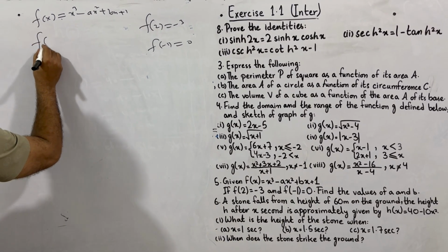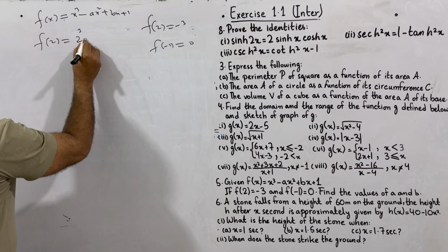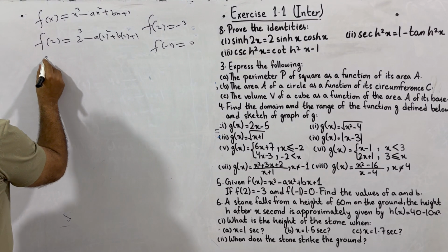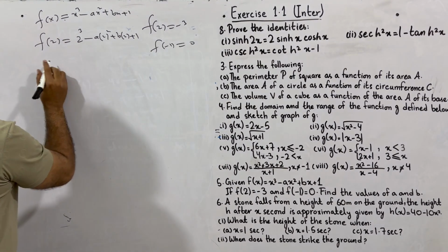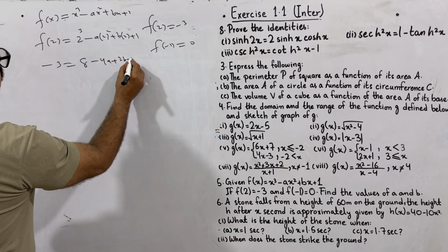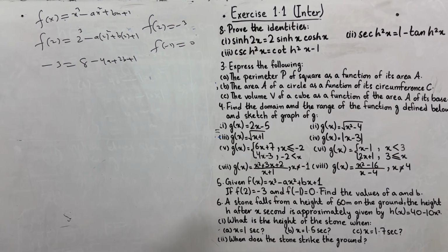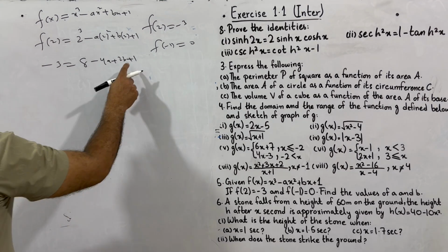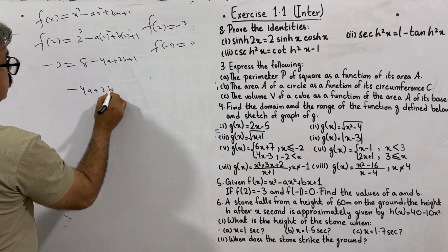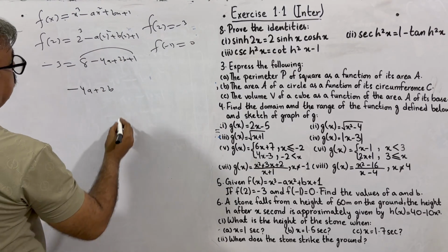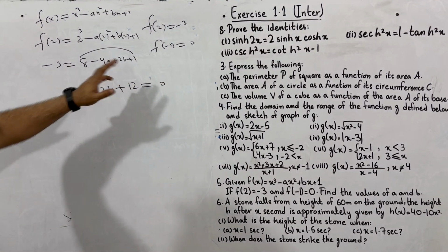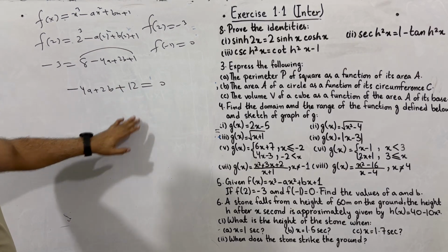f of 2: replace 2 instead of x. 2 cube minus a times 2 square plus b times 2 plus 1. f of 2 is given to us as minus 3. So minus 3 equals 2 cube, 8, minus 4a plus 2b plus 1. 8 and 1 is 9, shift minus 3 here, it will become plus 3. So we have minus 4a plus 2b, and 9 plus 3 will become 12.